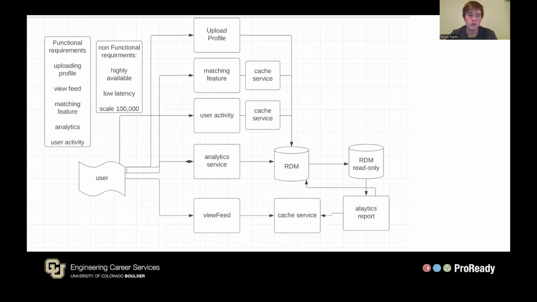So here's a fully worked out version. You can see we have additional caching here. We don't have caching for the user upload profile because they only do that activity once. And then by splitting up the database, we can do some more load balancing and really walk through all of that with the recruiter.